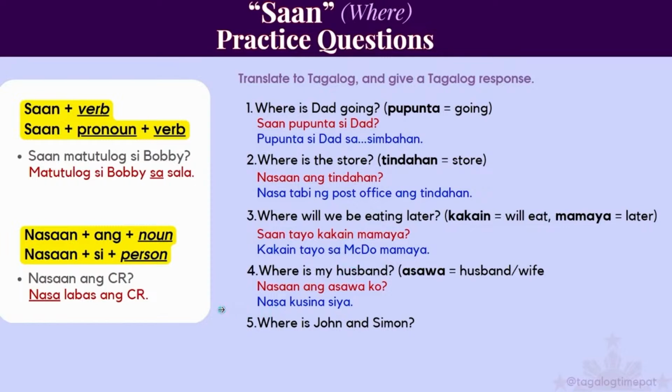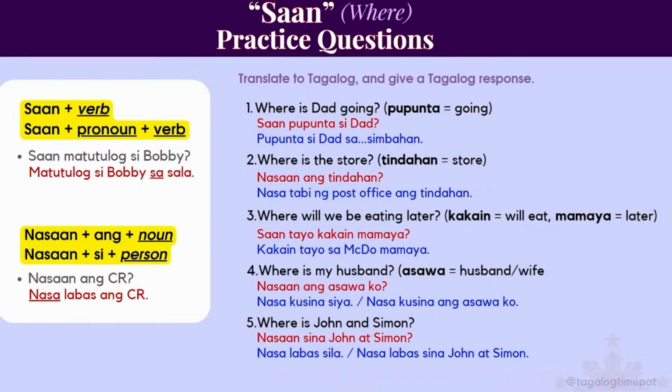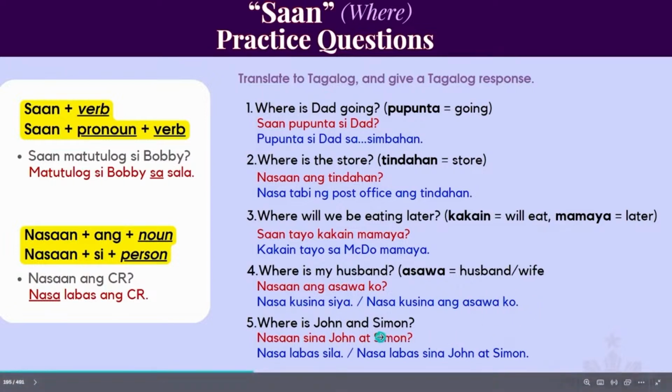And then last one, where is John and Simon? Nasaan sina John at Simon? So it's nasaan because we're just asking about them, not about what they're doing or where they are doing something. And then it would be nasa labas sila, they are outside. Or nasa labas sina John at Simon. So you can add their names again. Or you could just add the pronoun. And then I added that here in the number 4 example, nasa kusina ang asawa ko. So you can repeat that part of the question, or you can just use a pronoun. Okay, so up to you.